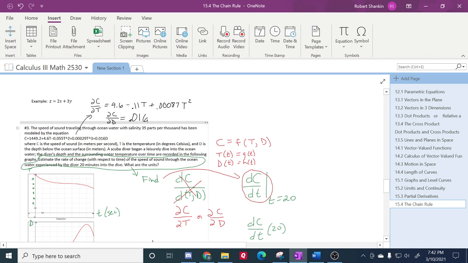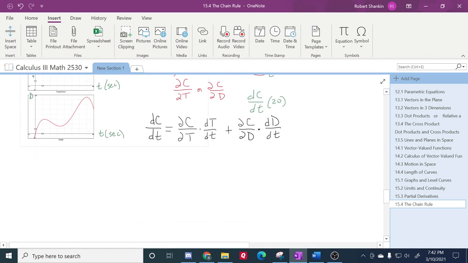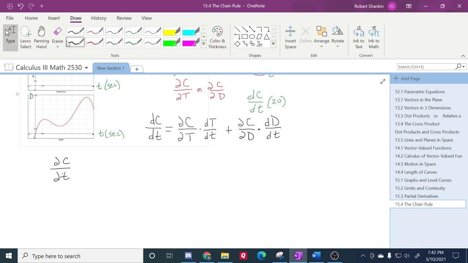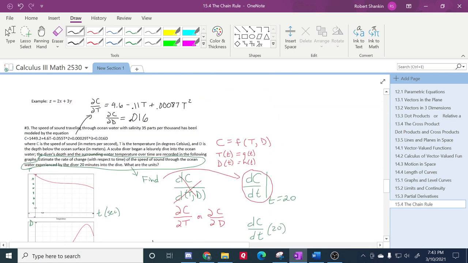So we got these two things that we're going to come in and replace. So dc, delta c, delta t. No, these are d's. Sorry about that. dC/dt is equal to, now replace this with this, 4.6.